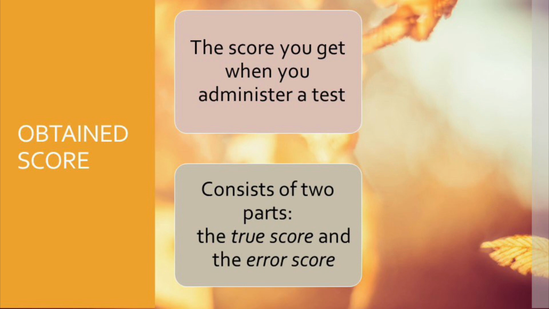So the student's true score is 90. That's the number of answers that the student actually knew. Their error score is the number of correct guesses minus the number of incorrect guesses. So in this case, 7 were the correct guesses and 3 were the incorrect guesses. So 7 minus 3 equals 4. And so in this example, the true score is 90 and the error score is 4.